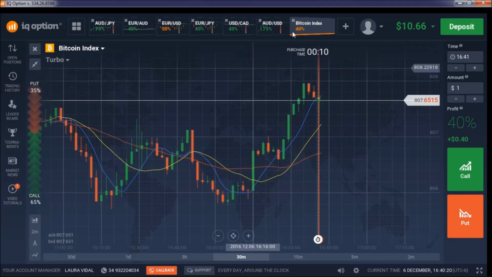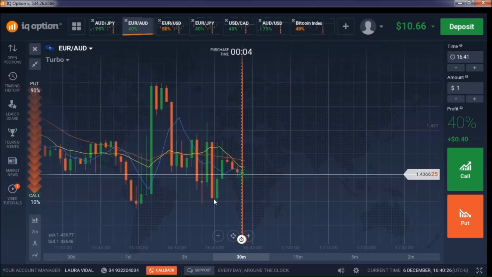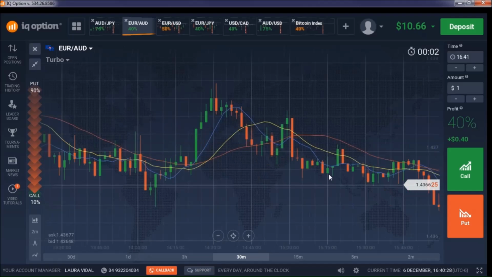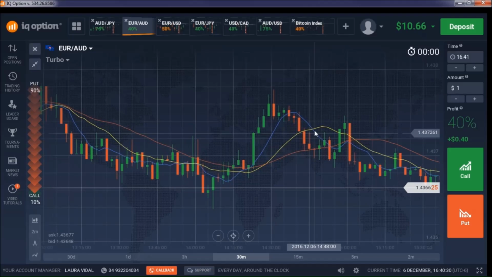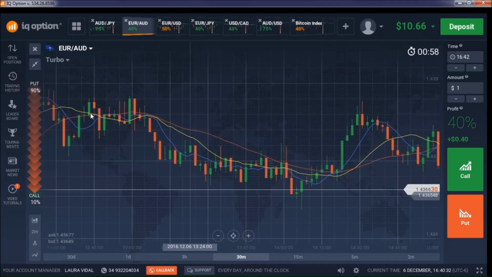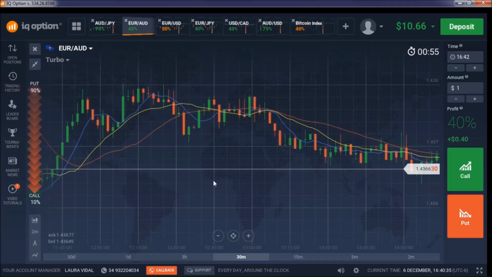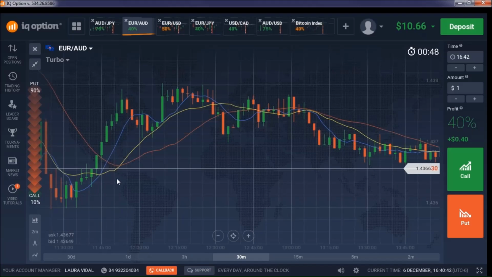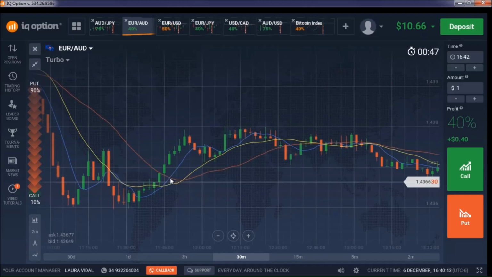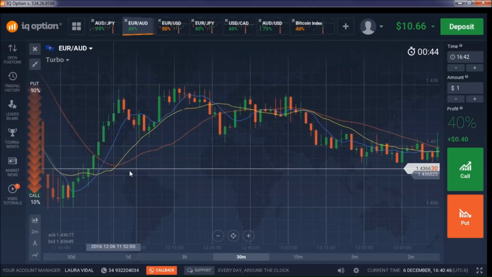Okay. So let me just close this one. All right. Okay, so this is where we are. Whenever the blue line crosses the yellow line going up, it's going to be a time for a call, 2 minutes. And whenever the blue line crosses the yellow line going down, it's going to be a put.